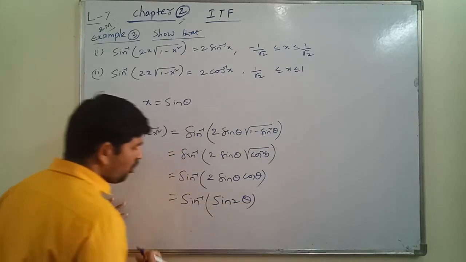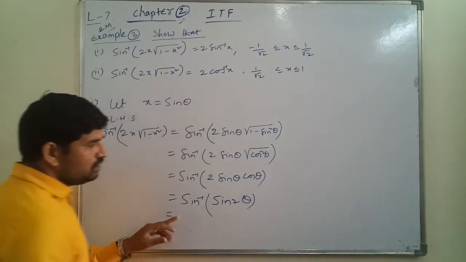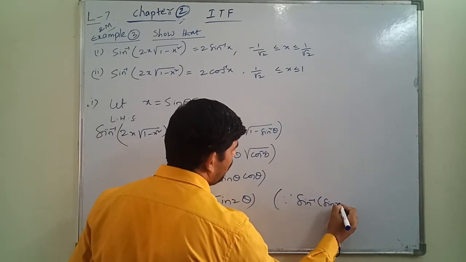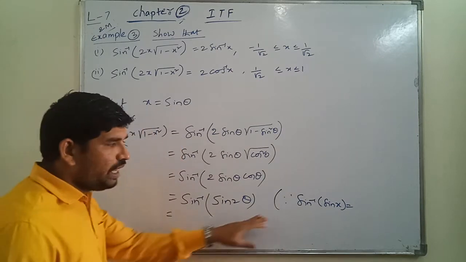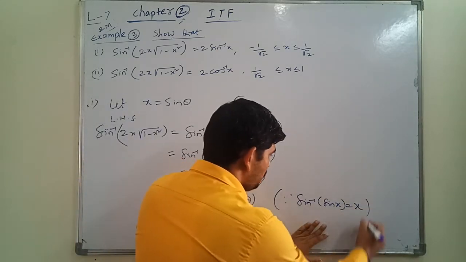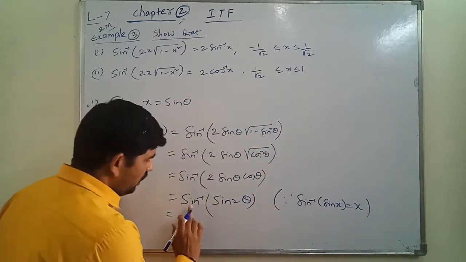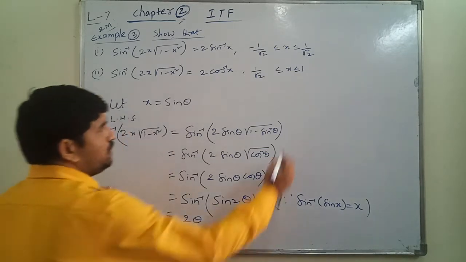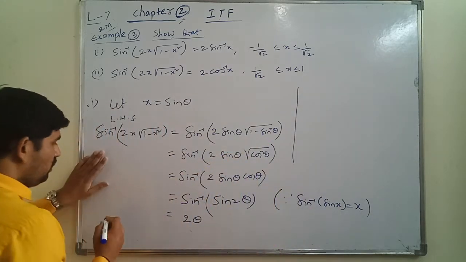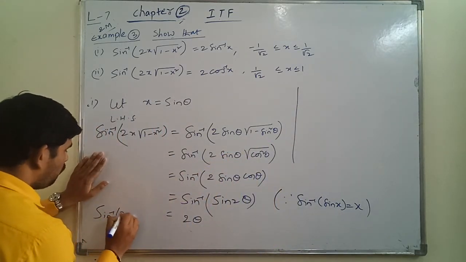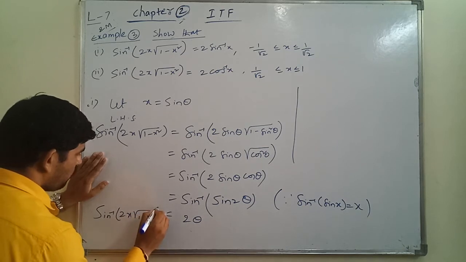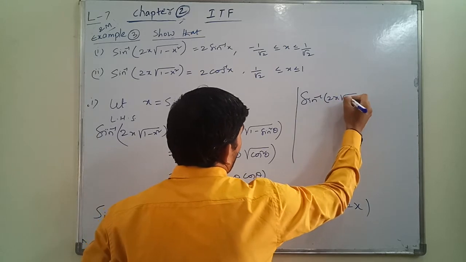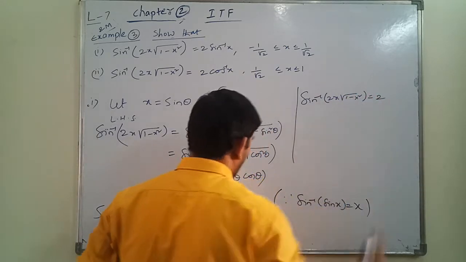Next we have the property: sine inverse of sine theta, or sine x, is equal to x. So sine inverse of sine 2 theta is nothing but 2 theta. So the left hand side, sine inverse of 2x into root of 1 minus x square, is equal to 2 into theta.